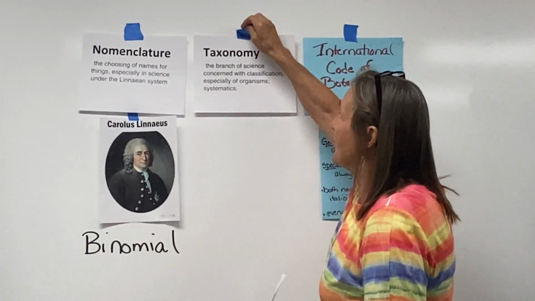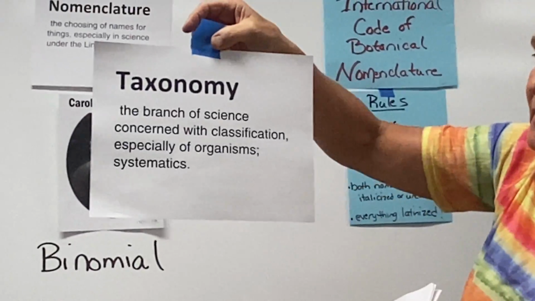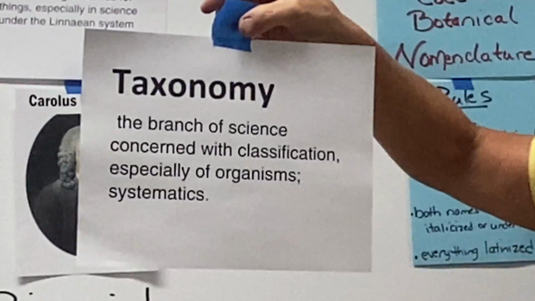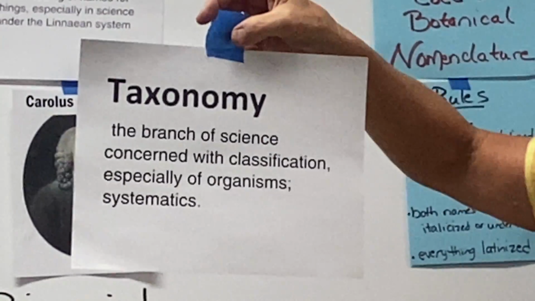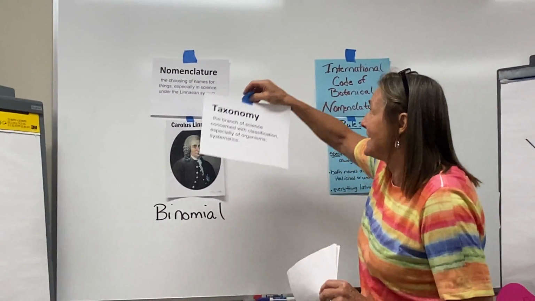Taxonomy is the branch of science where we put things into groups. Taxonomy, the branch of science where we put them into little groupies in this systematic system. So let's talk about where this system came from. You can imagine the value of having a naming system.